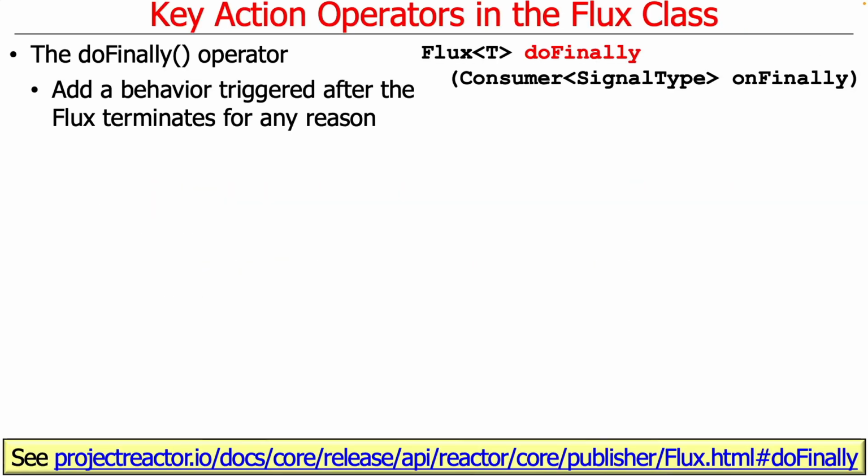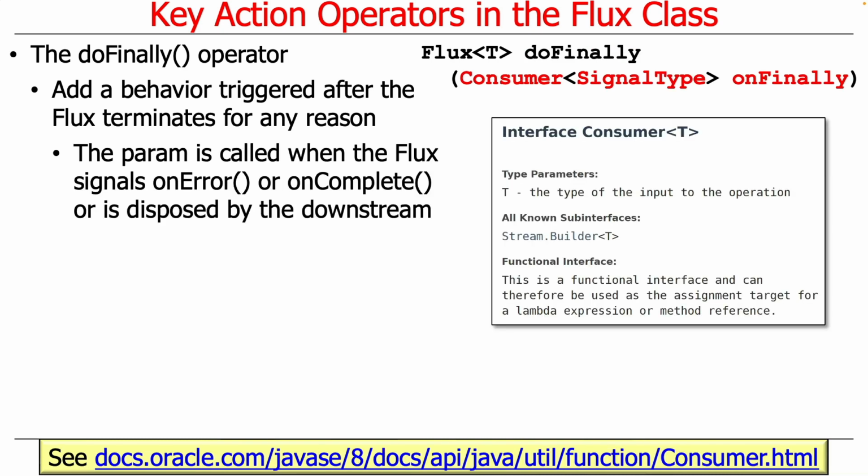What doFinally does is it adds a behavior that's triggered after the flux terminates for any reason, be it success or failure. So I like to think of this as basically a destructor for a flux stream. It's not quite like that, but it's along the same lines. The parameter that's passed to this is called when the flux signals on error or on complete or is otherwise disposed by the downstream in some way. So this is triggered basically when something is done.